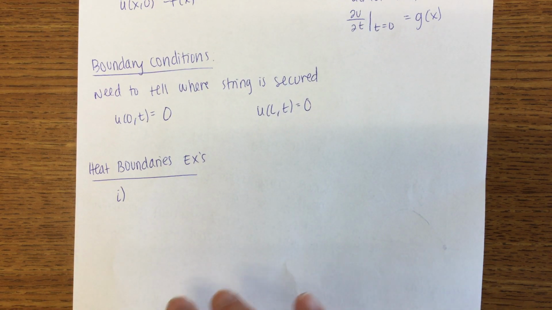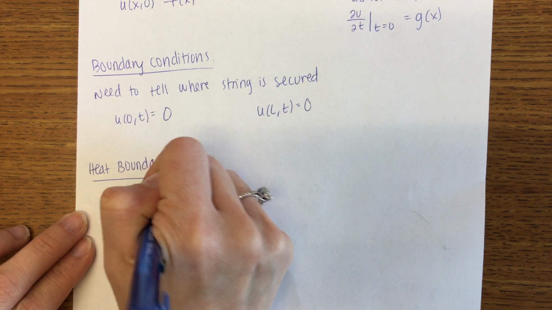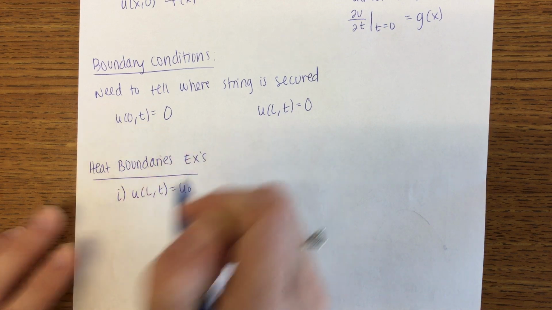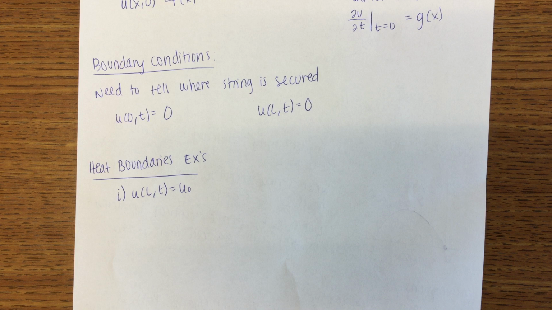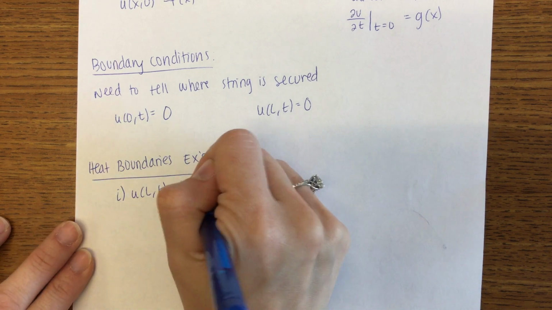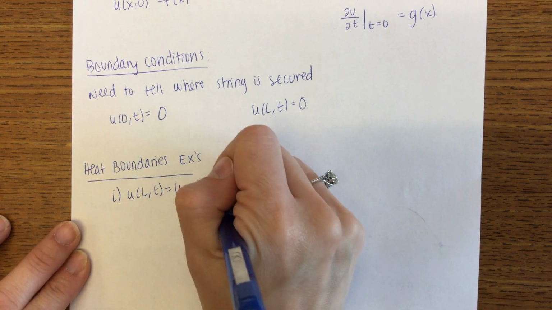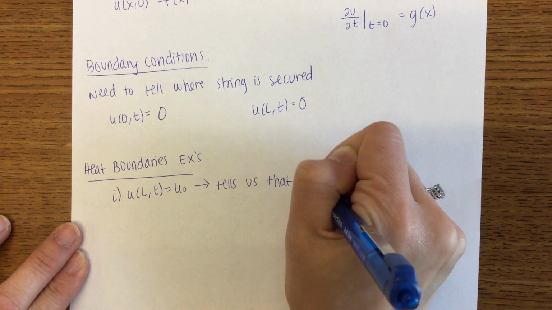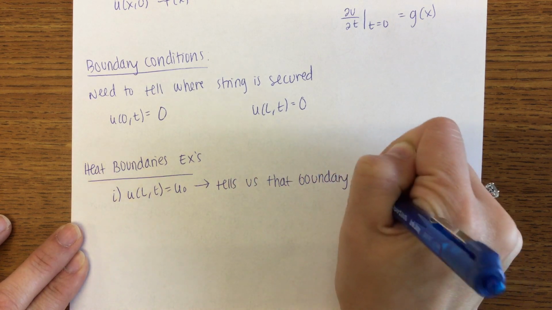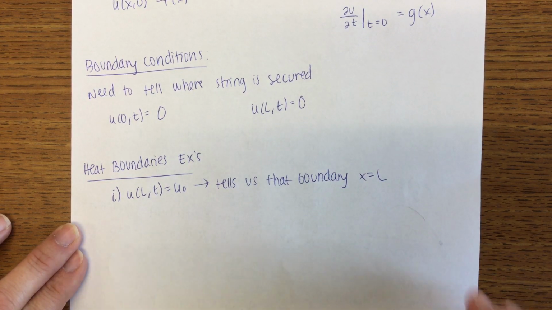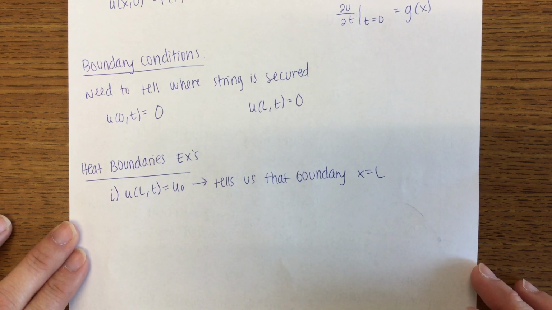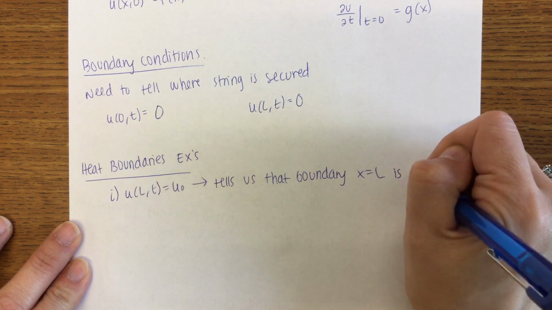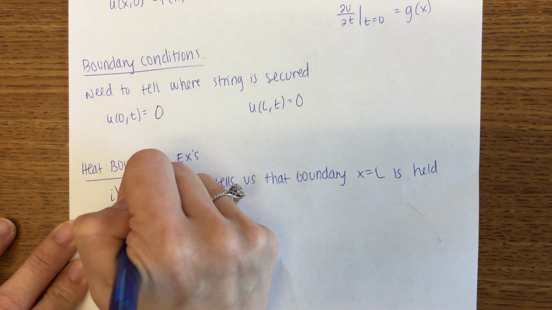First one could be something like this. U of L, t equals U sub 0. What that tells us is that the boundary x equals L, so at the furthest most right point of the rod, that end is held at a constant temperature.